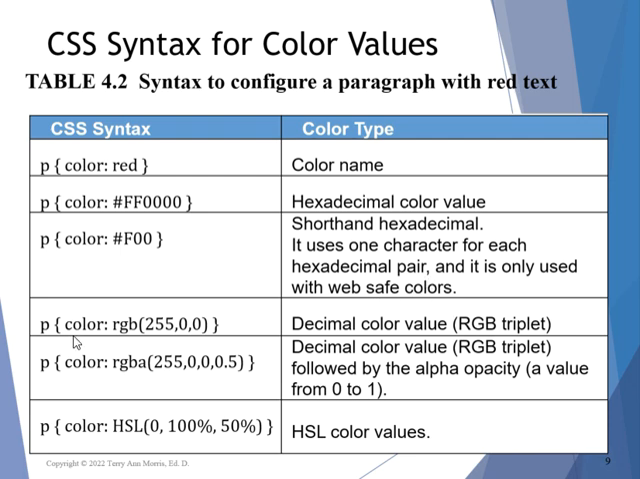And further down, we have the color RGB 255, 0, 0. These are the decimal color value RGB triplet. Furthermore, we have color RGBA 255, 0, 0, 0.5. The color type is a decimal color value RGB triplet, followed by the alpha opacity, which is a value from 0 to 1. And finally, we have the CSS syntax, color HSL. In brackets, we have 0, 100%, and 50%. Its color type is HSL color values.